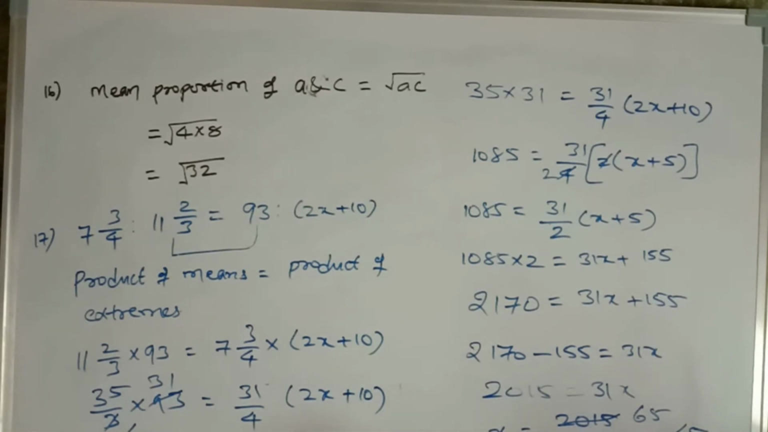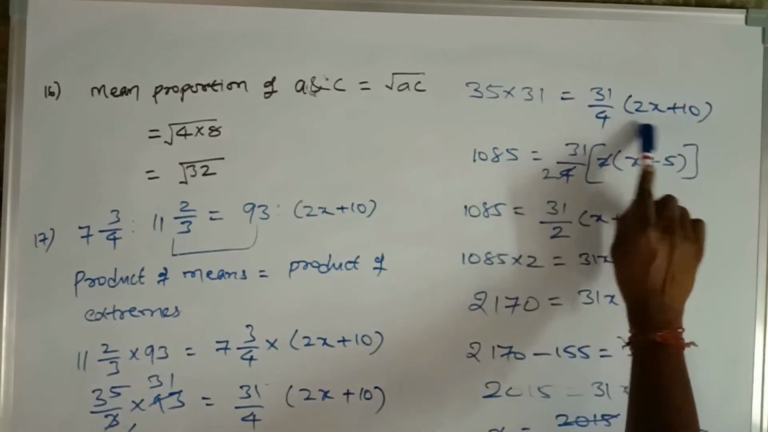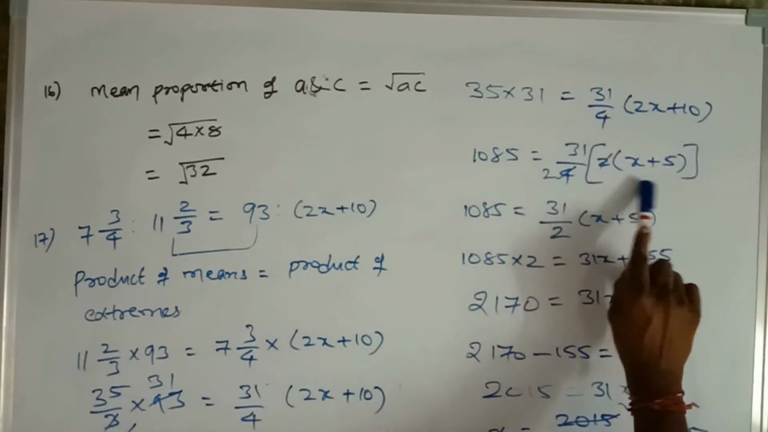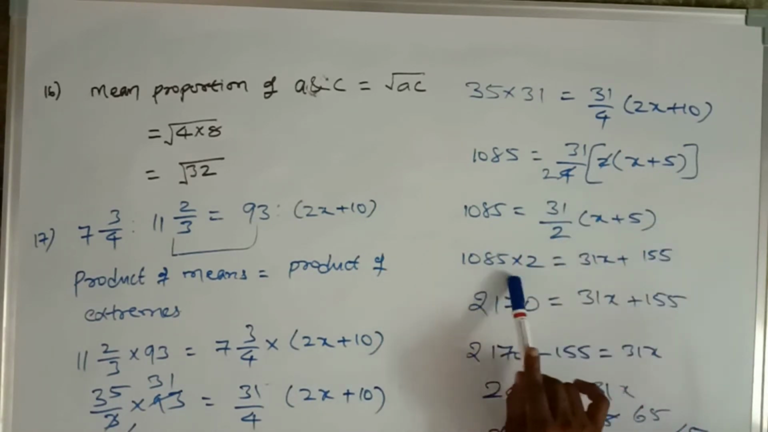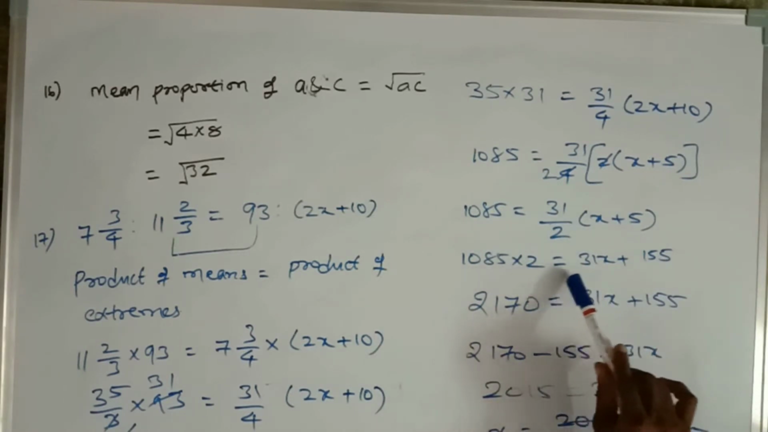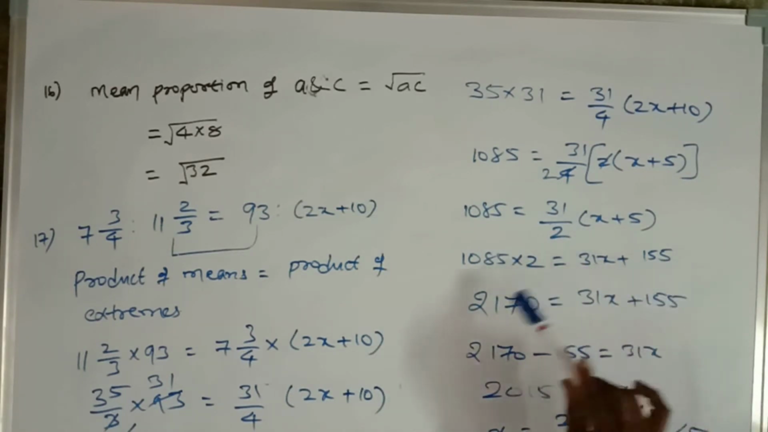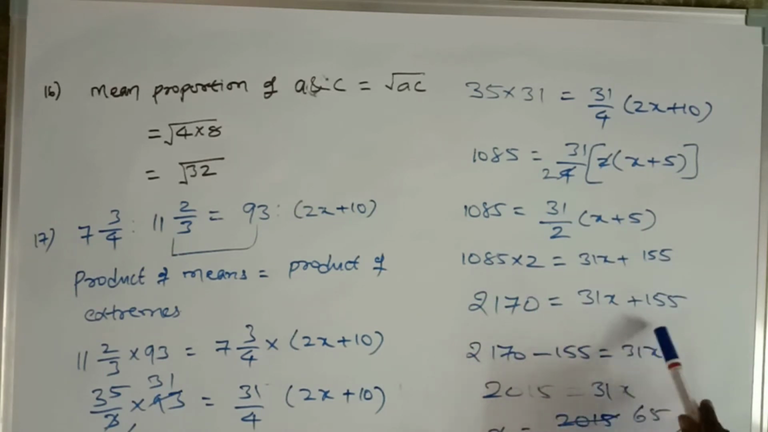So 31 into 35 is equal to 1085 divided by 31 by 4. I am taking these 2 common, so that is 2 common means x plus 5. 1085 is equal to 31 by 2 into x plus 5. 1085 into, I am taking this 2 to left side, that is into 2. So 1085 into 2 is equal to 31x plus 155. 1085 into 2 is 2170 is equal to 31x plus 155.